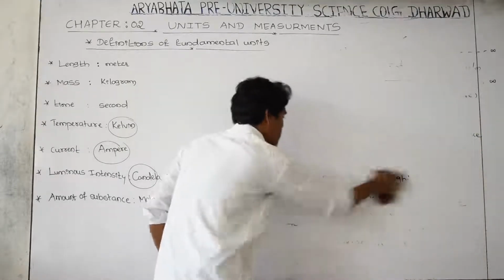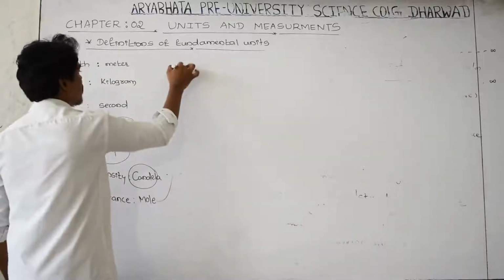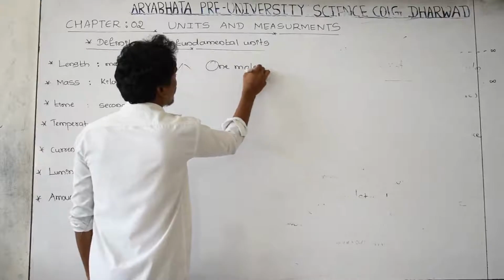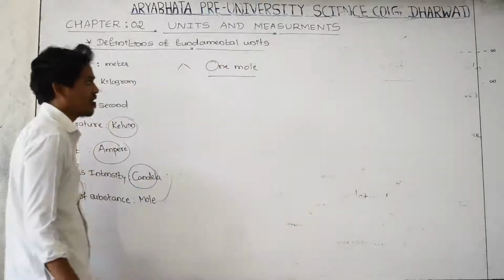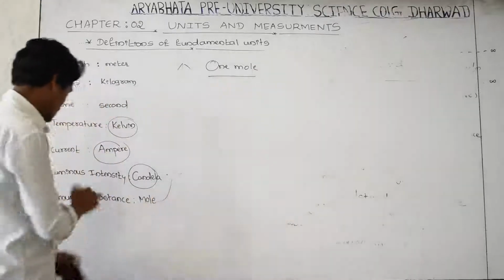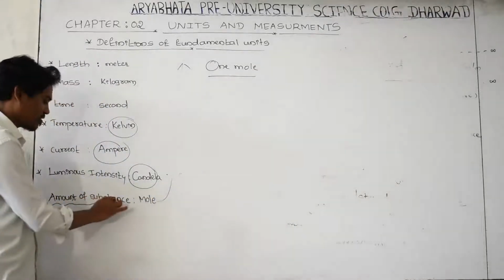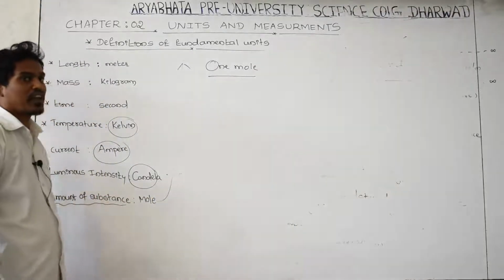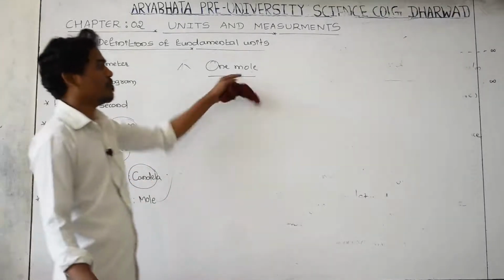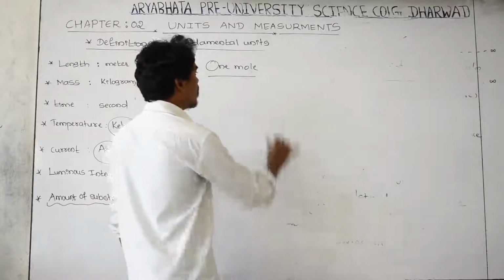Next, amount of substance, the last one. This is the 7th fundamental unit. Its SI unit is mole. What is 1 mole? What is amount of substance? The amount of substance is nothing but how many particles or atoms are present in the given object, measured using a fundamental unit, the mole.